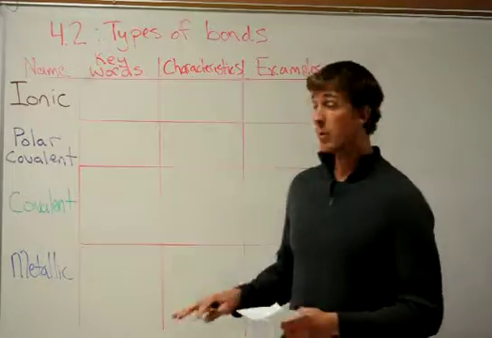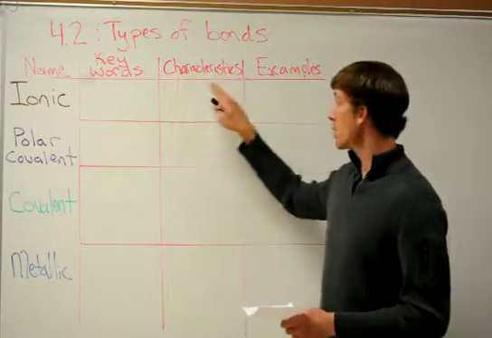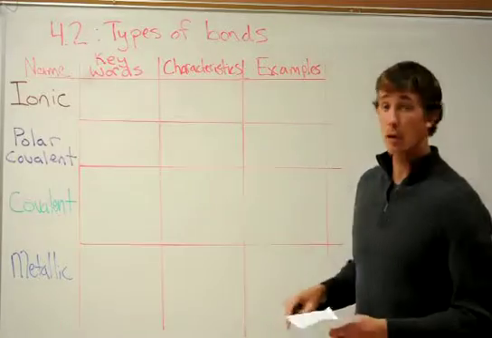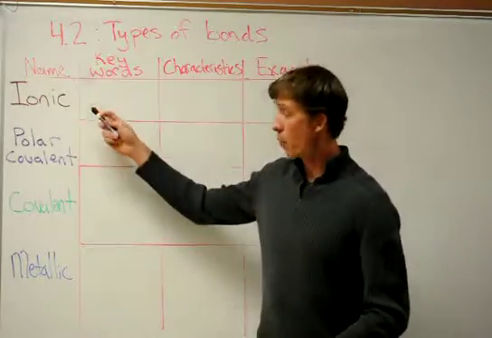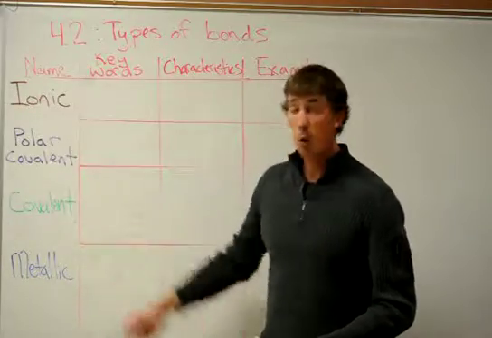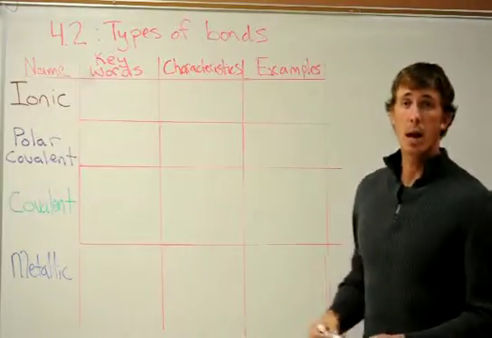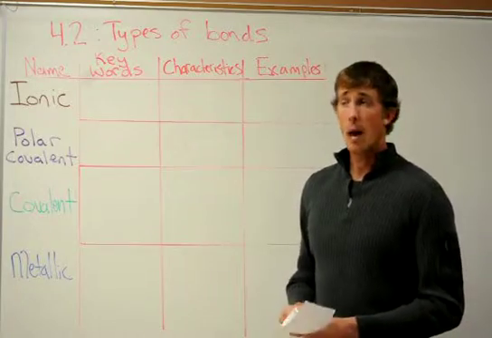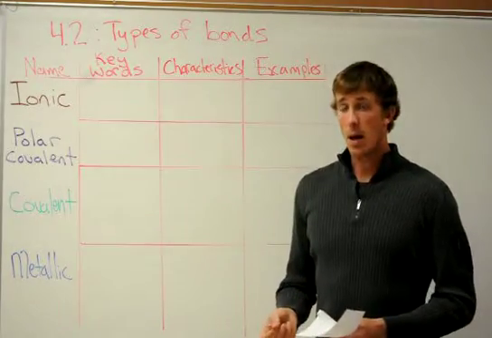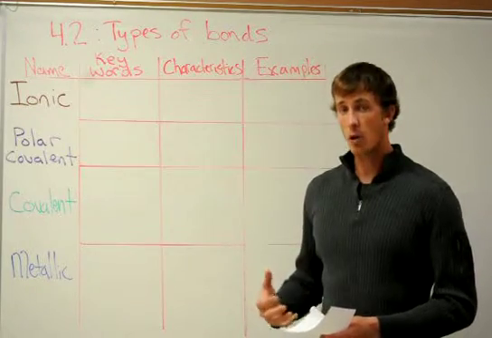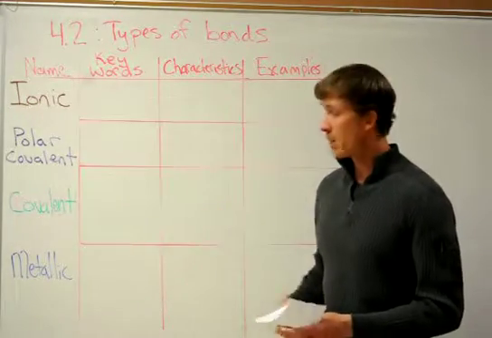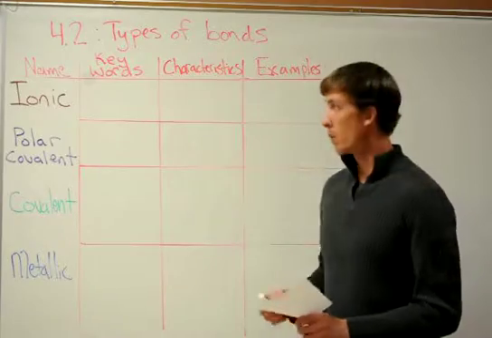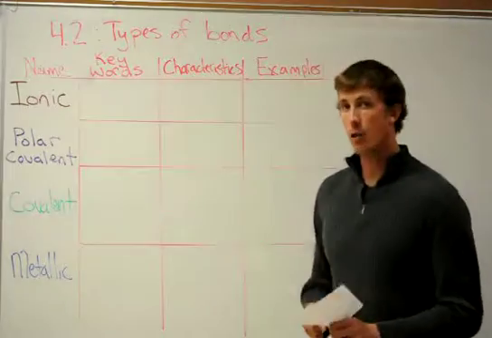Now we're going to go really into the types of bonds. There are 4 bonds. We're going to talk about the key words, characteristics, and examples of each one. And the 4 types are ionic, polar covalent, covalent, and metallic. So if I give you a substance and you can make some tests on them, you should be able to tell me which one of these they are. Okay? So let's go through some key words for ionic first.